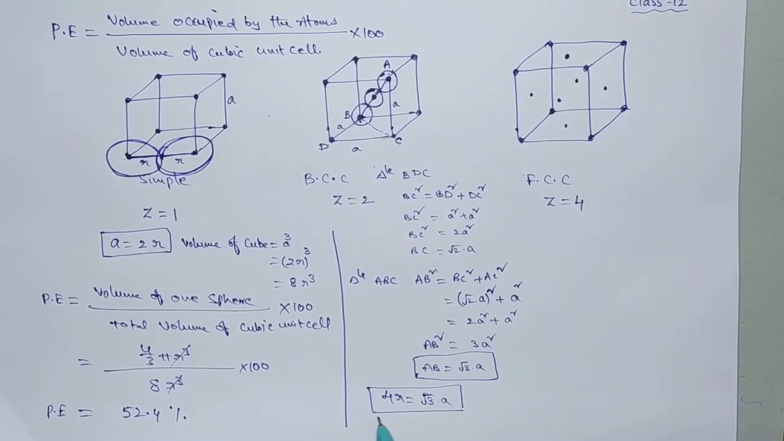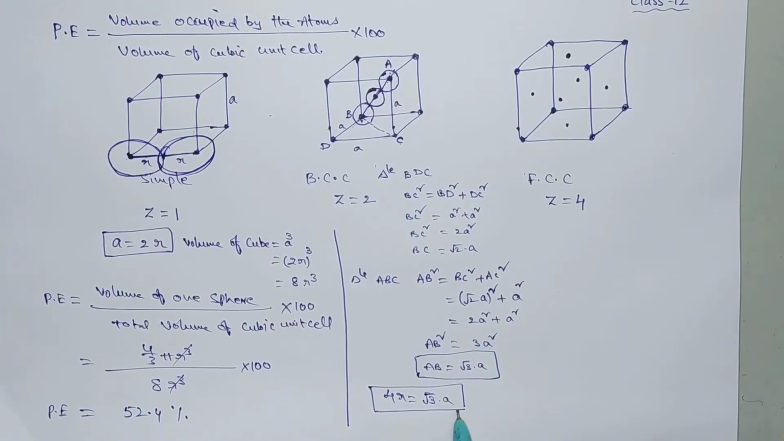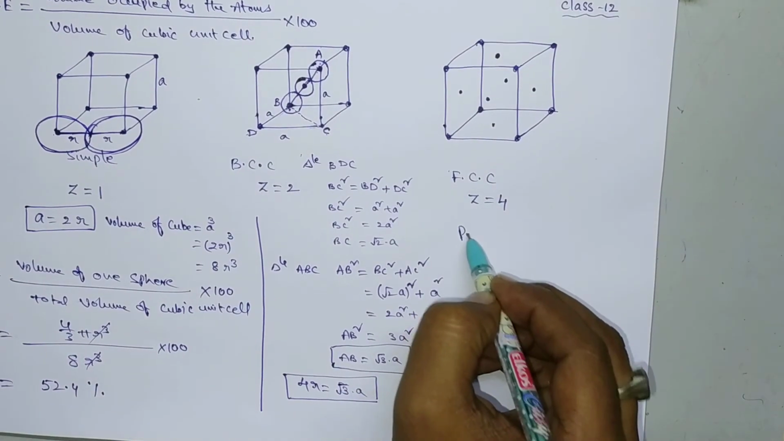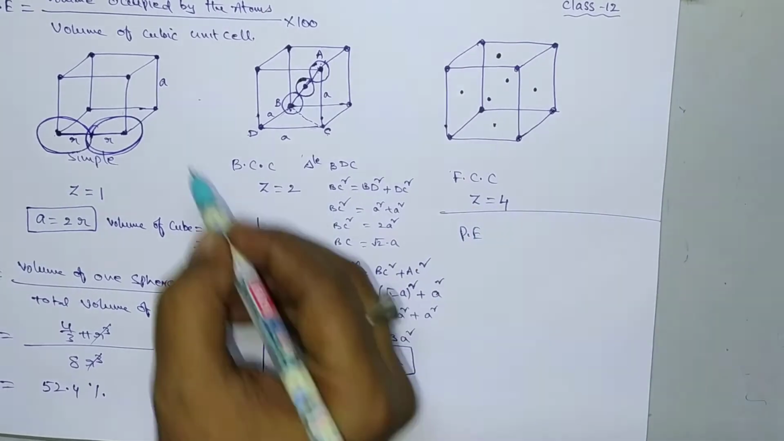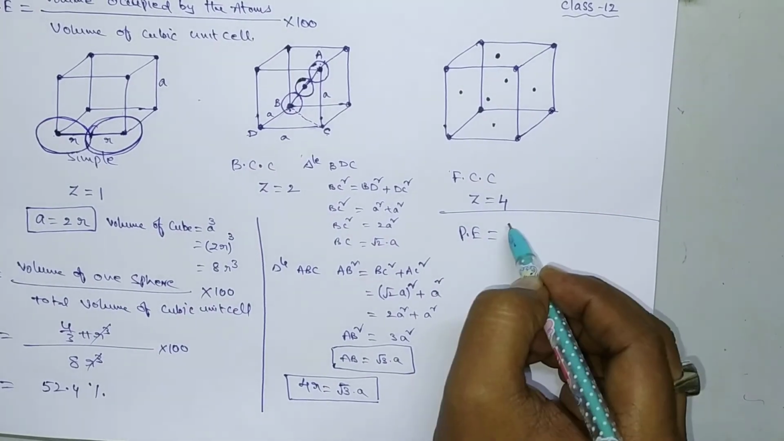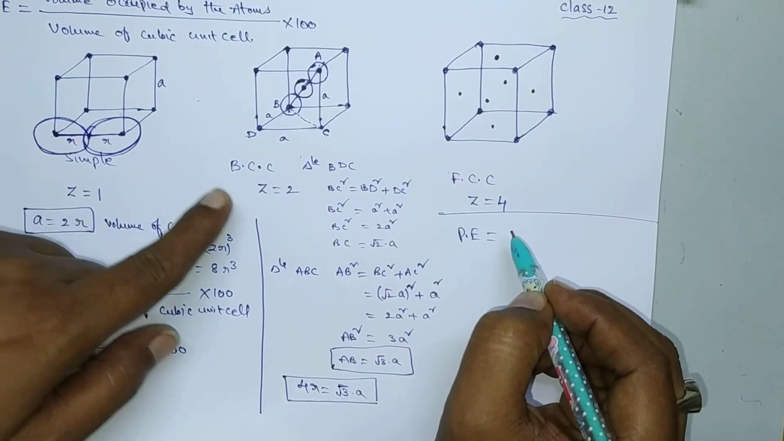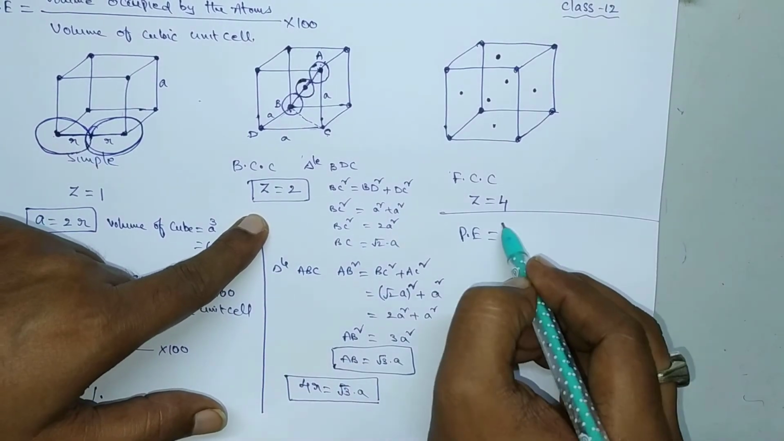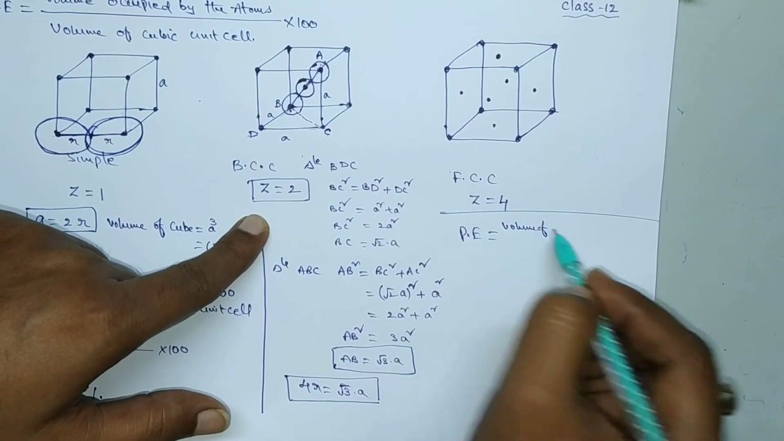In case of body centered cube, 4r is equal to root 3 a. Okay, so now we have to calculate the packing efficiency. Here the packing efficiency for this body centered cubic structure is equal to the volume of spheres. How many spheres are there? That is, how many atoms are there? In case of BCC, the number of atoms is equal to 2. So that is the volume of 2 spheres.